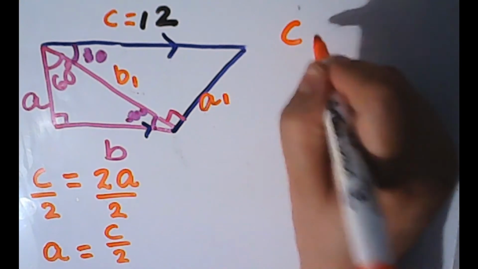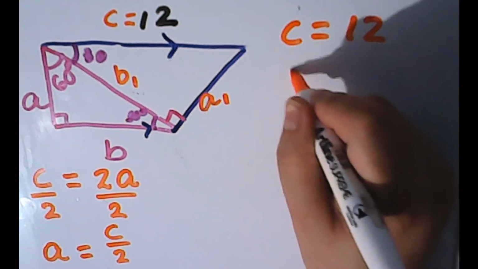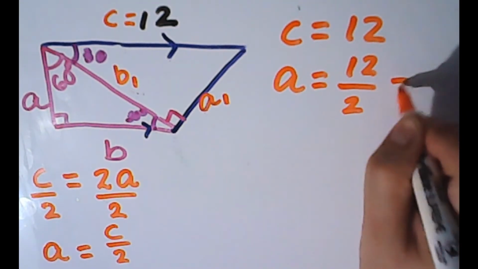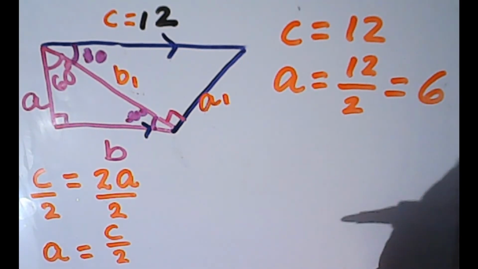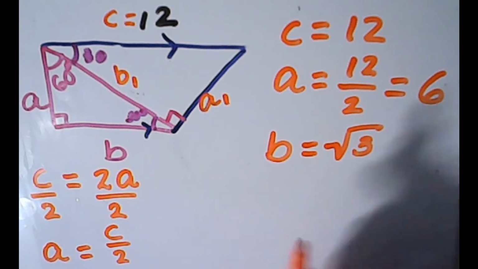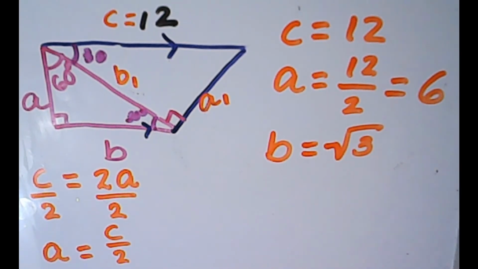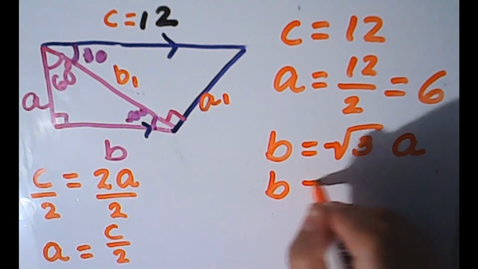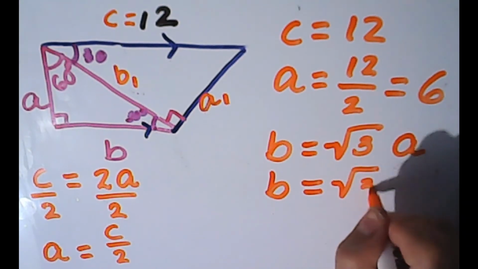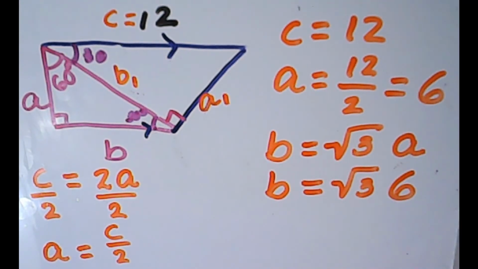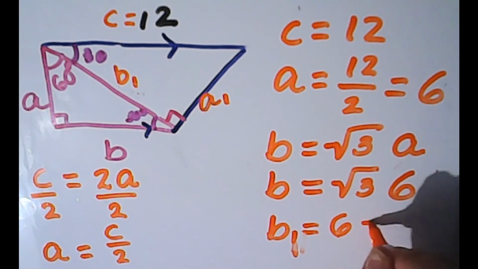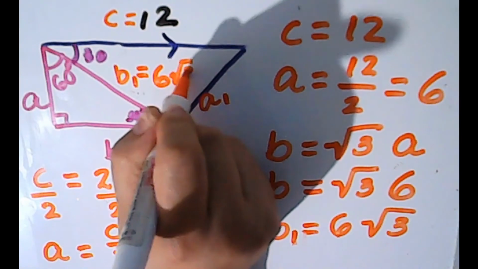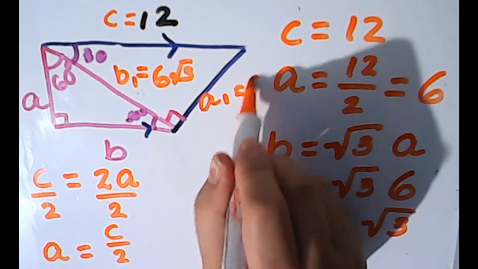If the hypotenuse is 12, the length of the shorter side is equal to 12 divided by 2, which is 6. And the theorem also says that the length of the longer leg is equal to square root of 3 times the length of the shorter leg. Therefore, the length of the longer leg here is square root of 3 times 6, or 6 times square root of 3. So, this is 6 square root of 3, and this is 6.